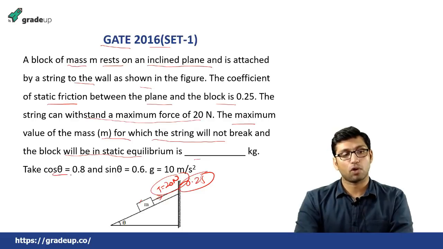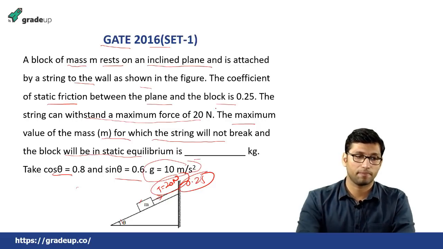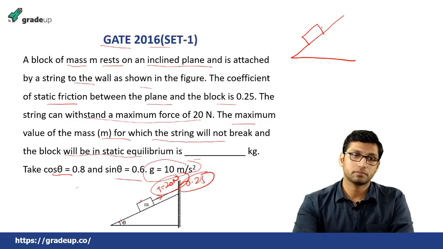Okay, the values of cos theta and sin theta are given, and also the acceleration due to gravity is equal to 10 meter per second square. So how are you going to find this value? You have to draw the free body diagram of this body. Okay, so here this is connected with a string, so there will be a tension force. Mass m is located here, acting from the center of gravity. This angle is theta.